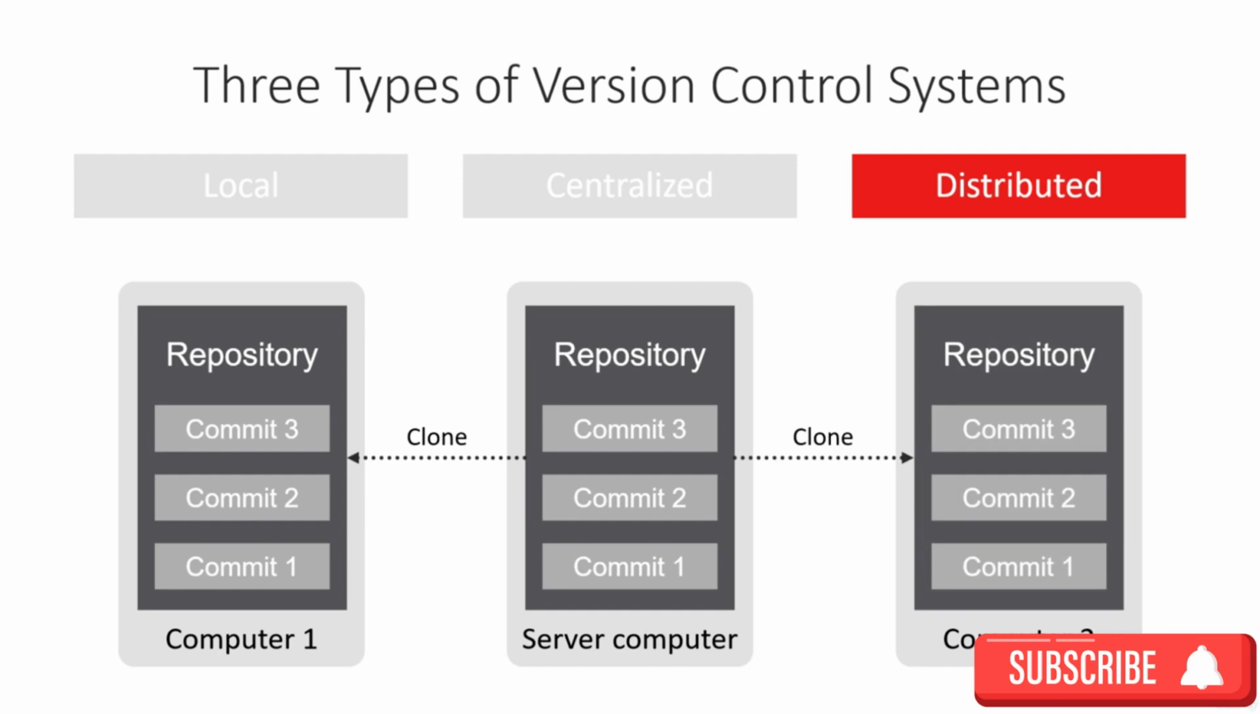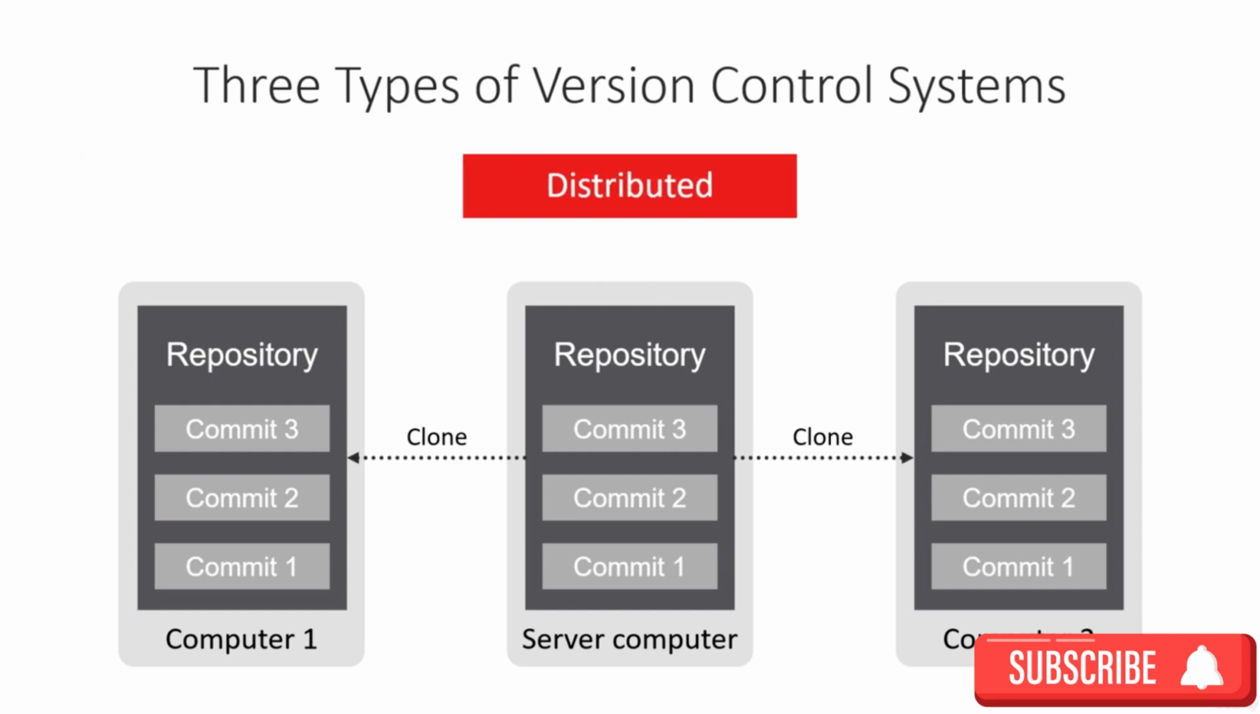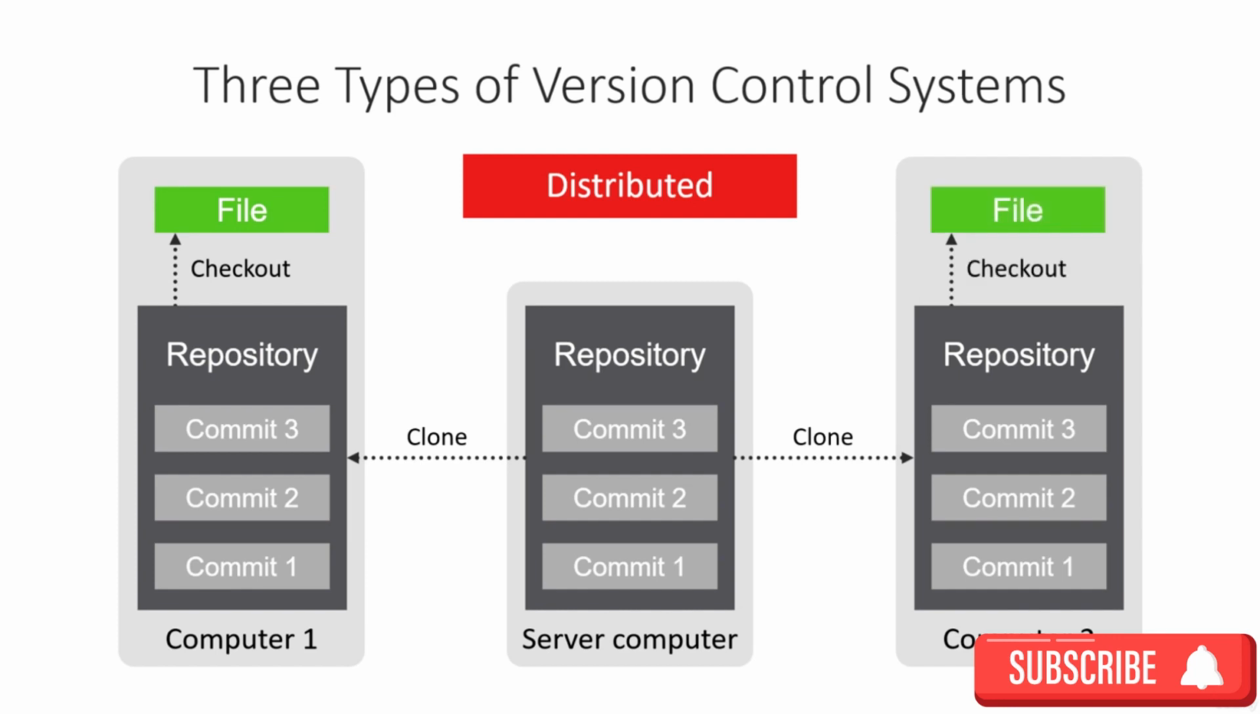So, you see, the repository is not only on the central server, instead it is distributed to the different computers. To work now with the source code, the user on computer 1 can check out a specific version from their local repository. The user on computer 2 can also check out a specific version from their local repository. Having the repository locally means that a user does not need the server to work with the repository.